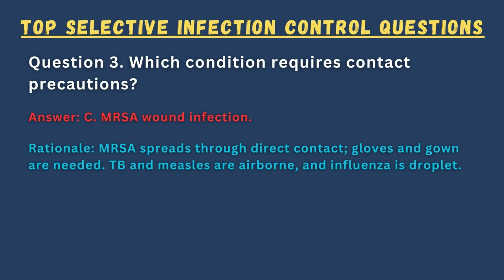Answer. C. MRSA wound infection. Rationale. MRSA spreads through direct contact. Gloves and gown are needed. TB and measles are airborne, and influenza is droplet.